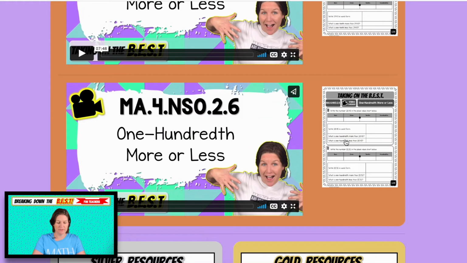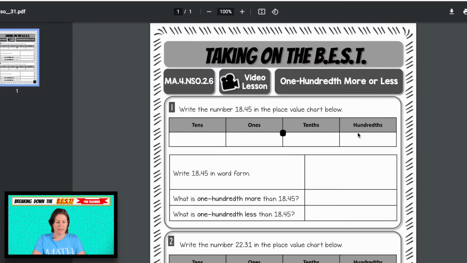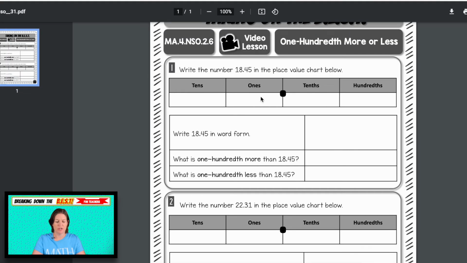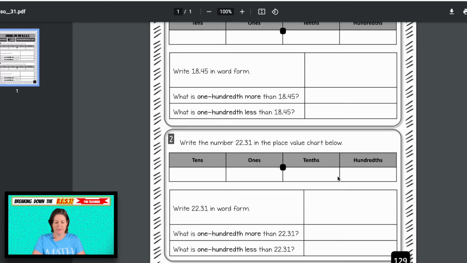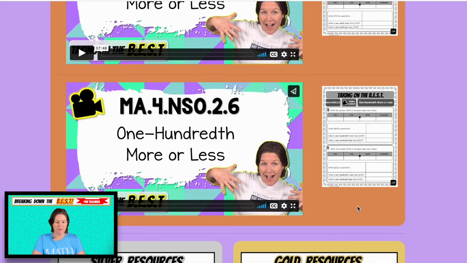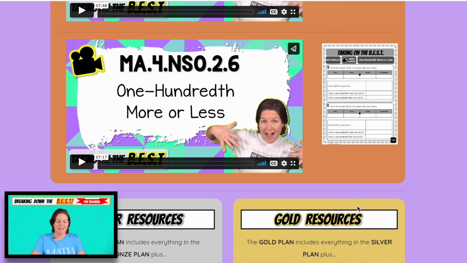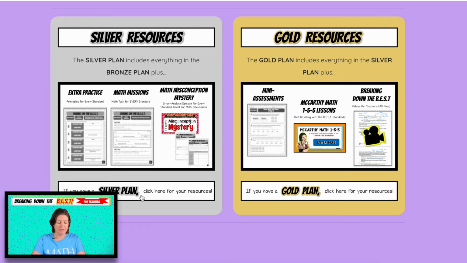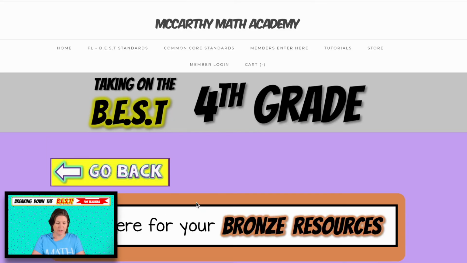Then in the next video, 100th more or less, same kind of thing. Jot it in the place value chart, write it in word form. What's 100th more and what's 100th less? 2 examples there. So we do it right, your students can do it right alongside me in the videos with the bronze membership. And then if you have access to the silver, you have even more resources at your fingertips.